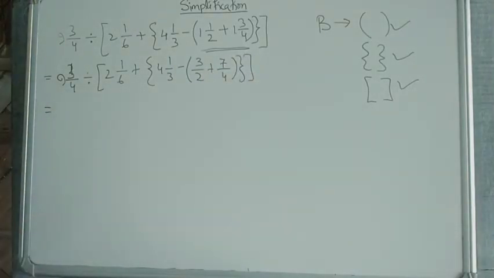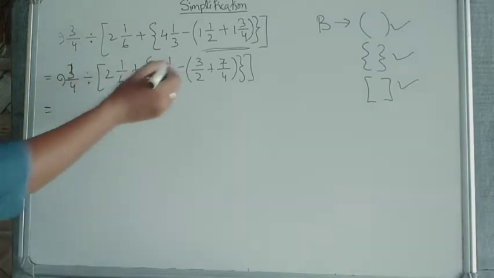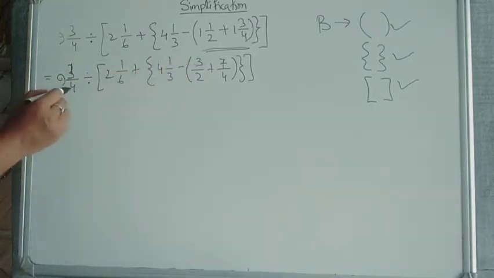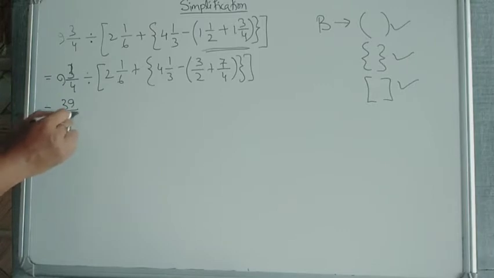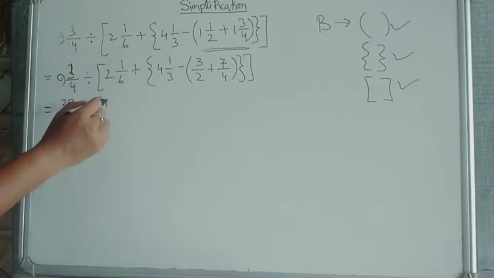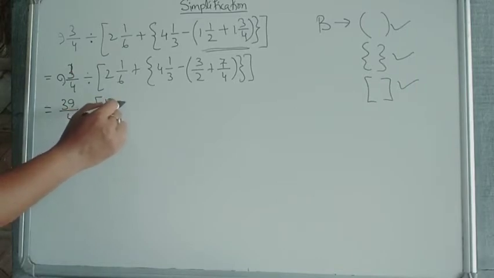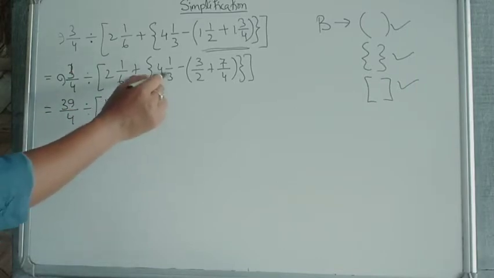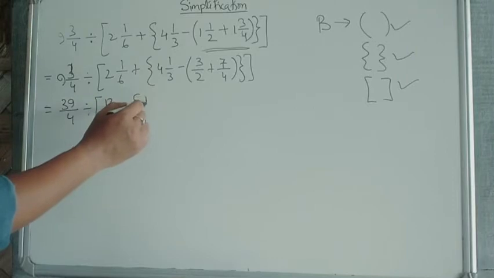So simultaneously what we can do, all the mixed fractions I'll make into simpler form. 9 4 36 and 3 39. 2 6 12 plus 1, 13 by 6. 4 3 is 12 plus 1, 13 by 3.